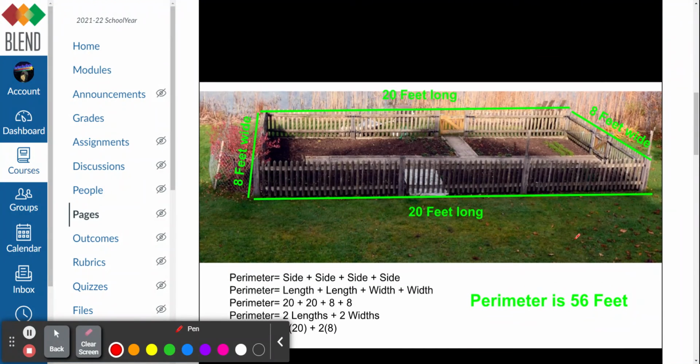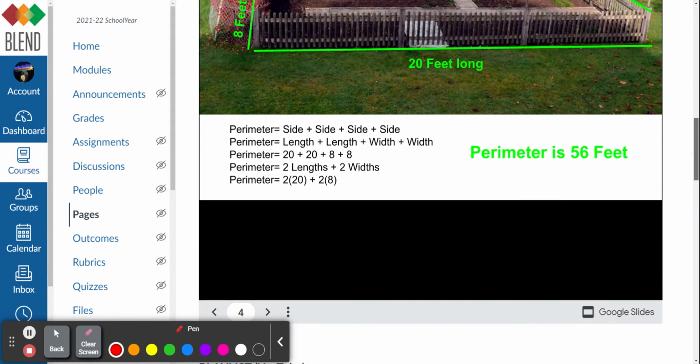So, I found the answer, but let's see how we found the answer, right? So perimeter is 56 feet. The way that we did that was we added 20 plus 20 plus 8 plus 8. All right, so perimeter is equal to 40 plus 16. I'm just trying to do this where I added the 20s first and then added the 16s, so it's easier to look at. So that would mean that perimeter equals 56 units.